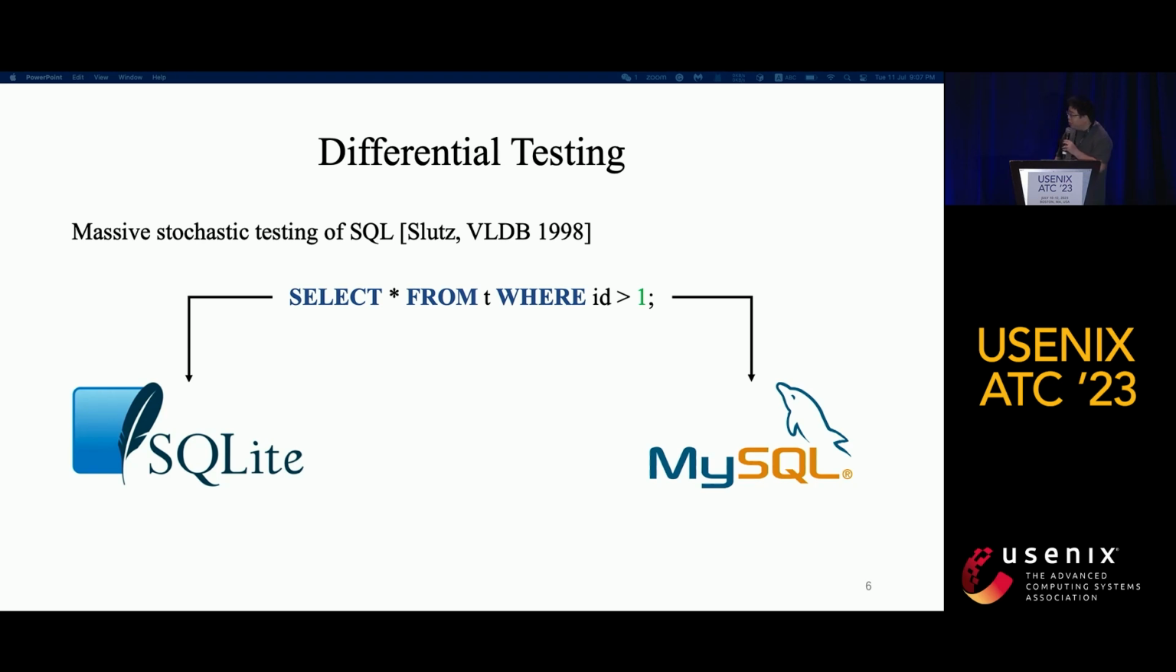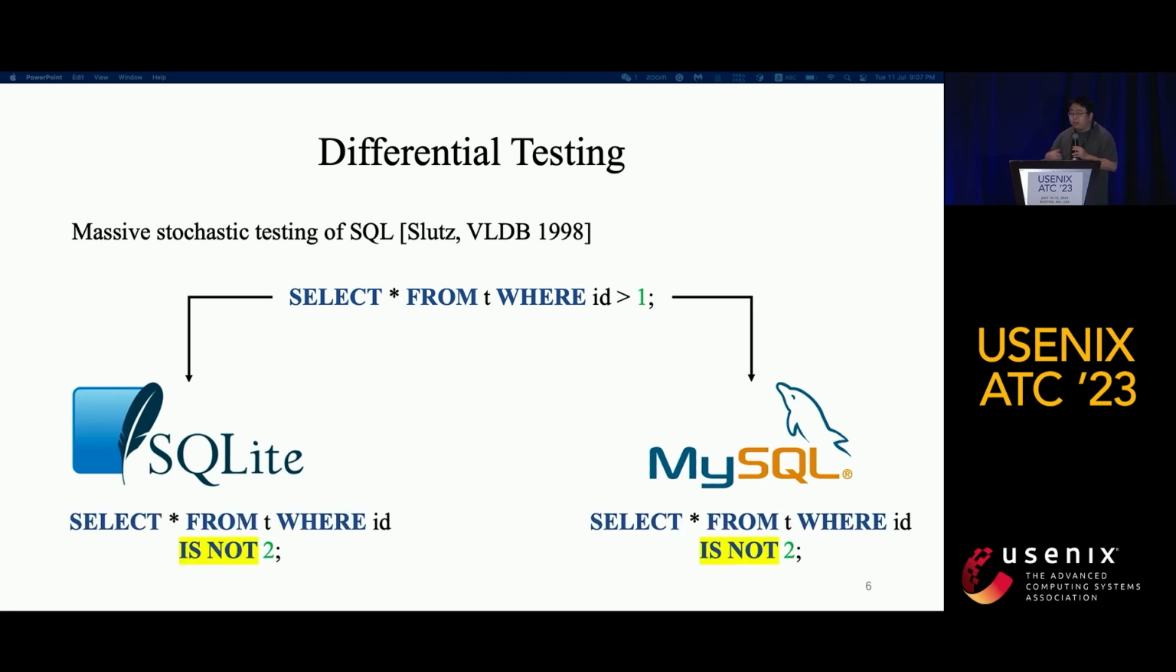But unfortunately, we notice that different DBMS implementations have different support for the SQL dialect. For example, it is invalid to use a not operator to compare two numerical values in the DBMS MySQL, but such an operator can be used in SQLite. So in this case, we cannot construct such a query statement for the testing.